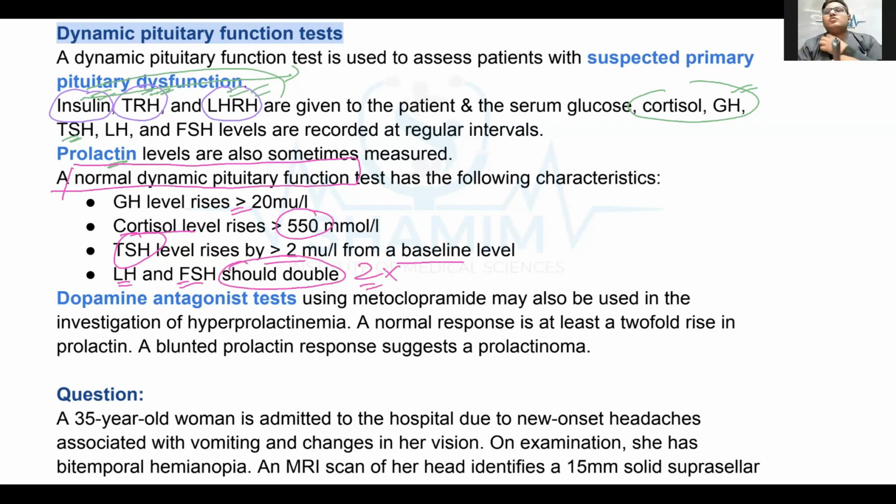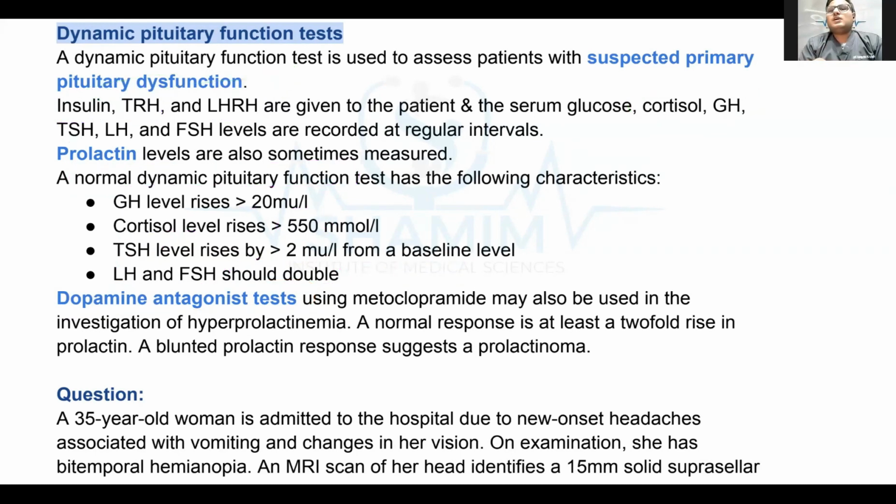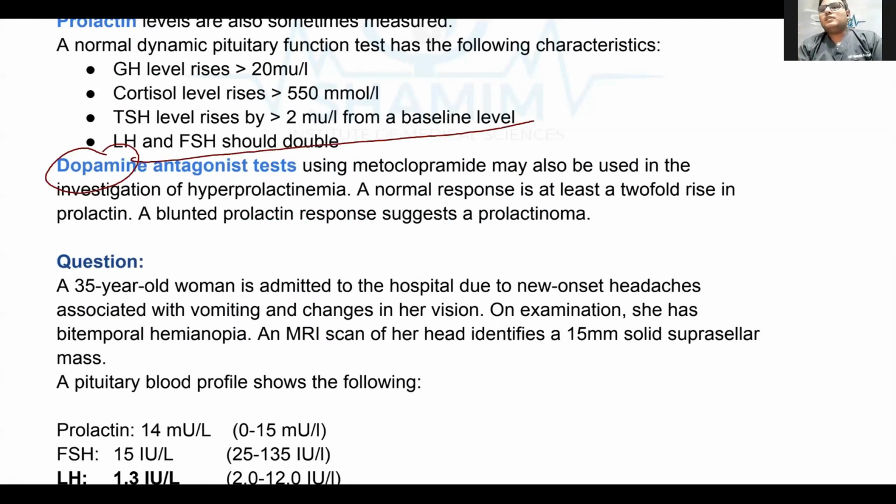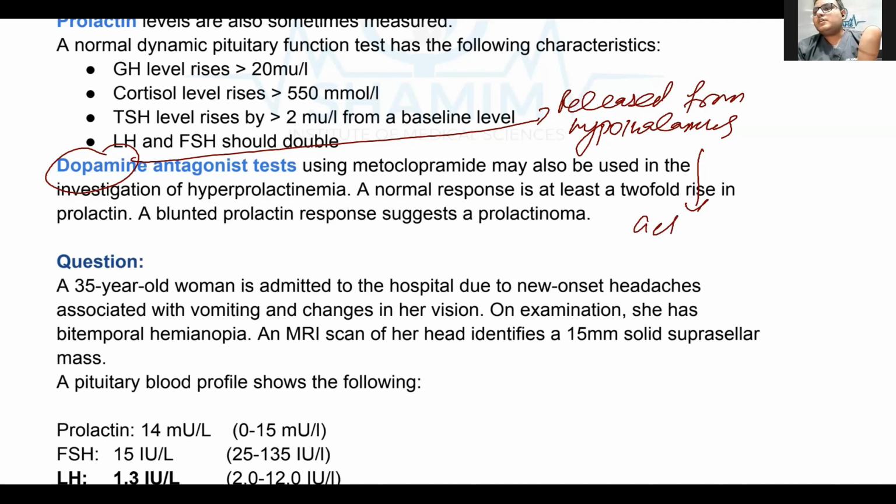And the last most important point is: what is the importance of the dopamine antagonist test? First of all, we should know what dopamine is. Dopamine is a neurohormone that is released from the hypothalamus. Normally, dopamine released from the hypothalamus acts on the anterior pituitary. What will it cause? It inhibits two hormones.